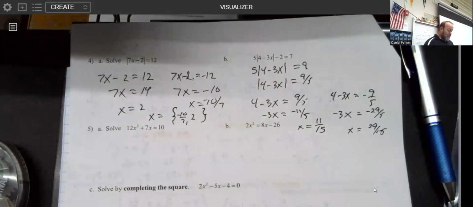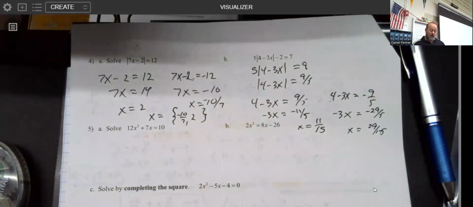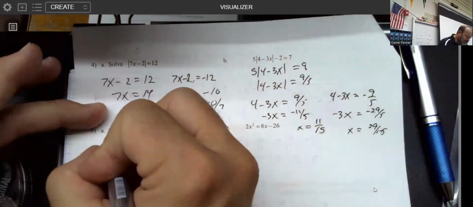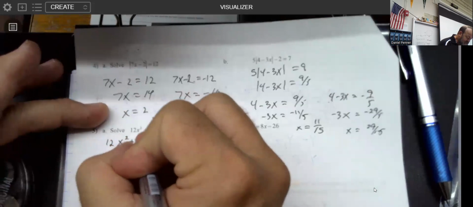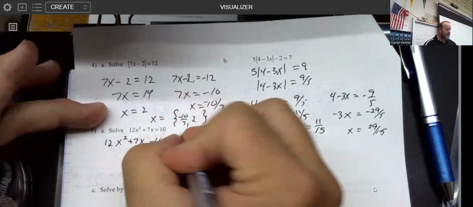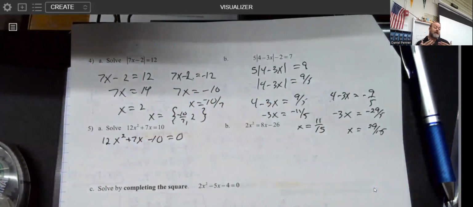Okay. Now, we've got a couple of quadratic questions to go through right here. And this one just says solve. So we did discuss in class pretty extensively that our first opening salvo is to do our best to see if we could factor it.